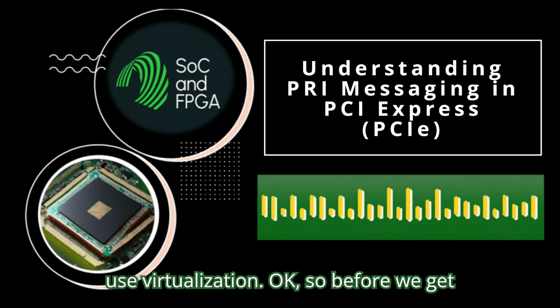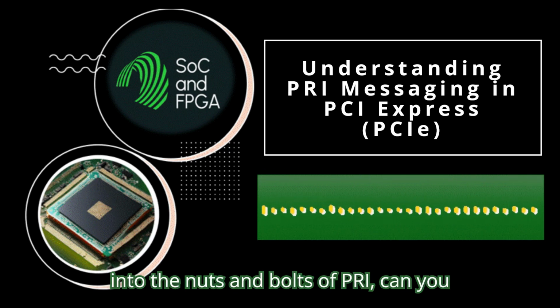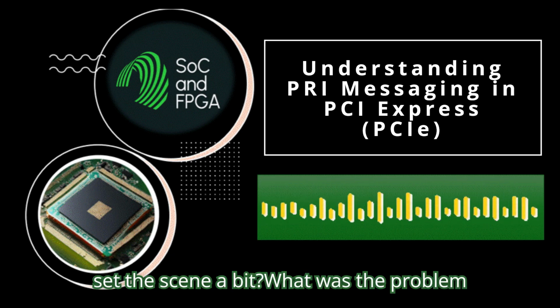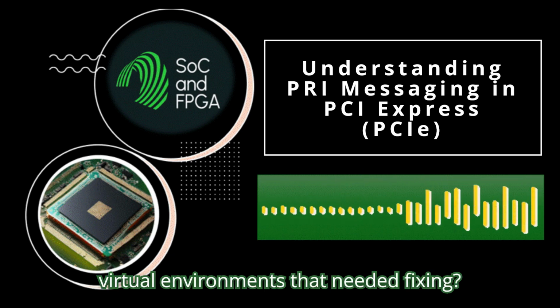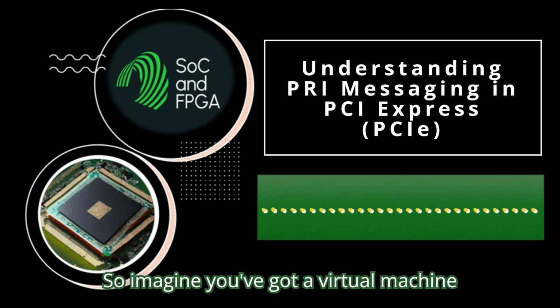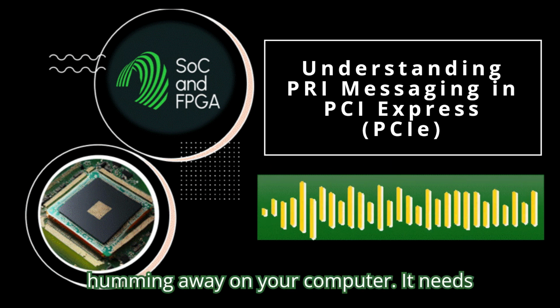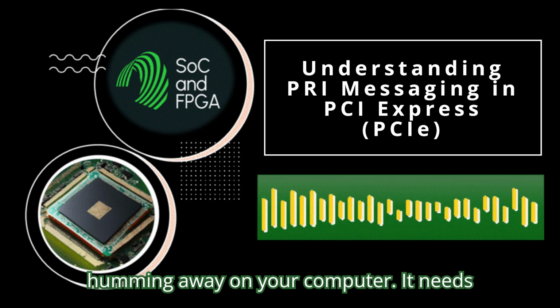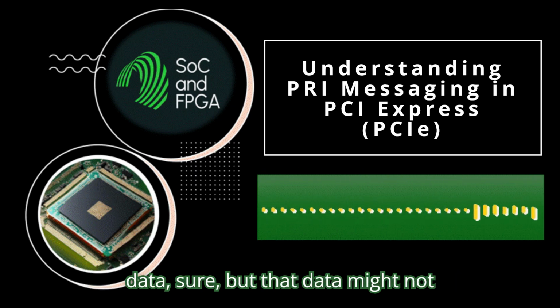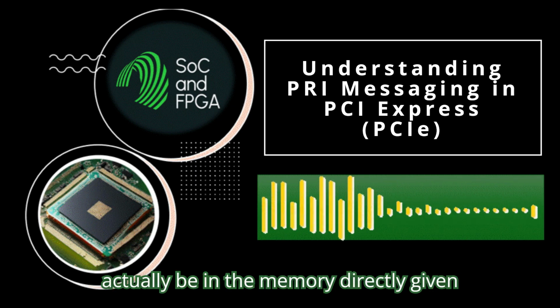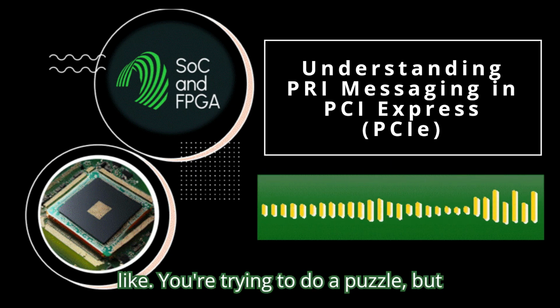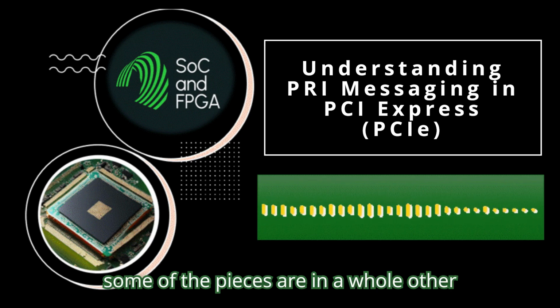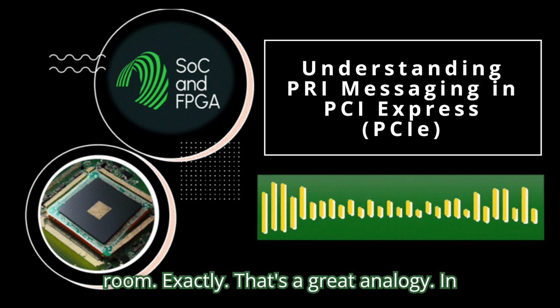Those all use virtualization. Okay, so before we get into the nuts and bolts of PRI, can you set the scene a bit? What was the problem it solved? What was going on in these virtual environments that needed fixing? So imagine you've got a virtual machine humming away on your computer. It needs data. But that data might not actually be in the memory directly given to that virtual machine. So it's like you're trying to do a puzzle, but some of the pieces are in a whole other room. Exactly. That's a great analogy.